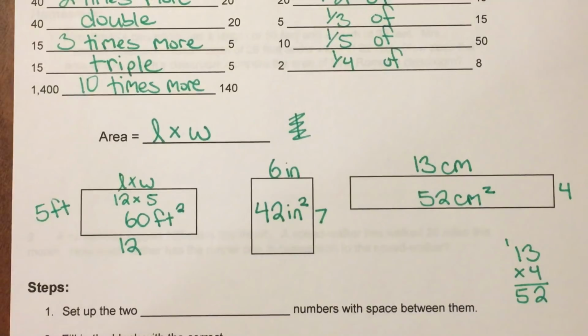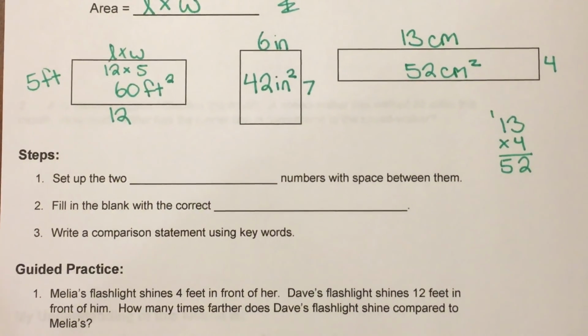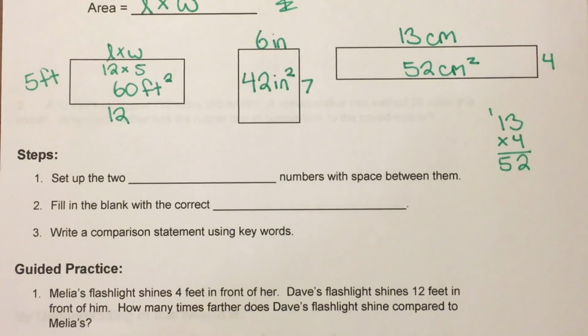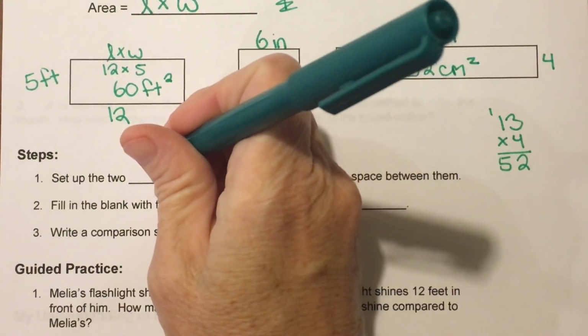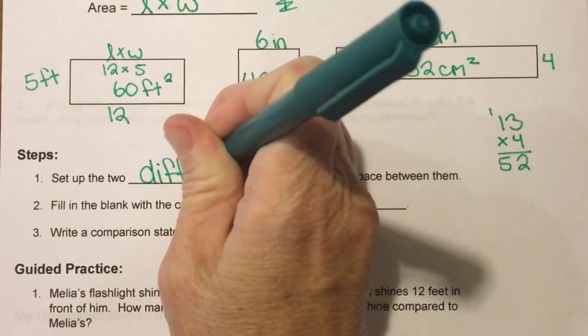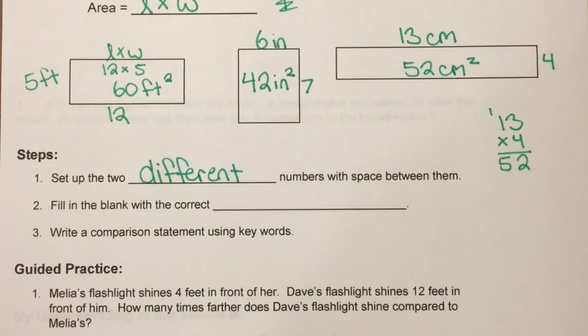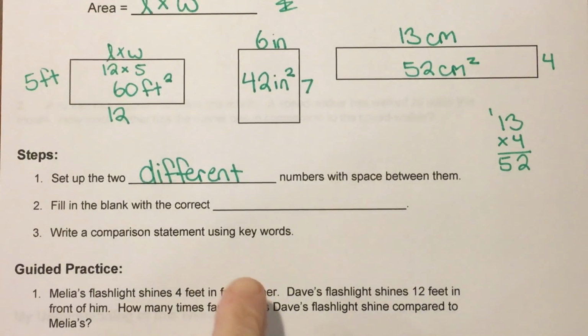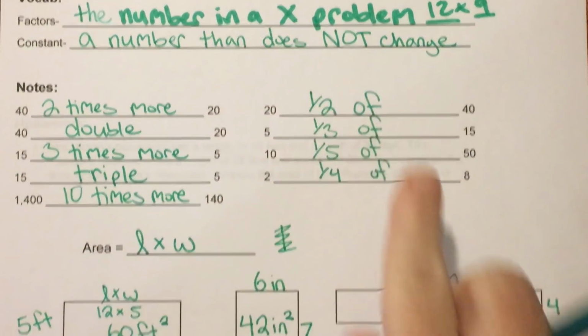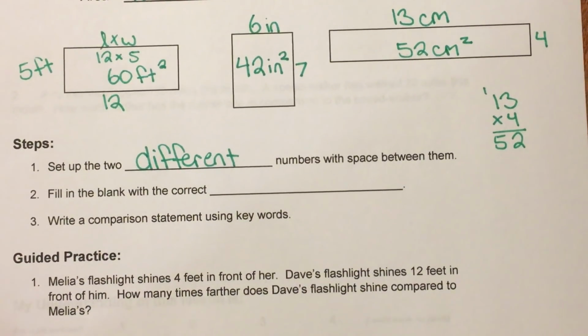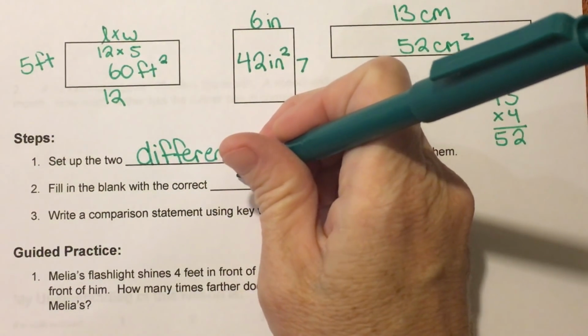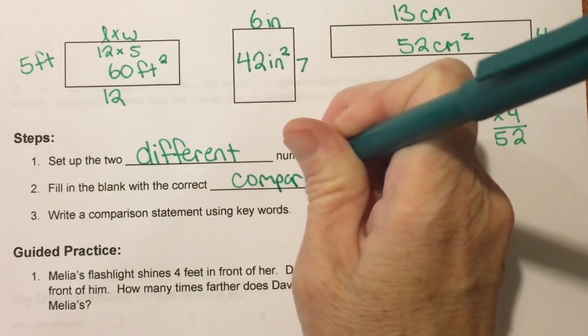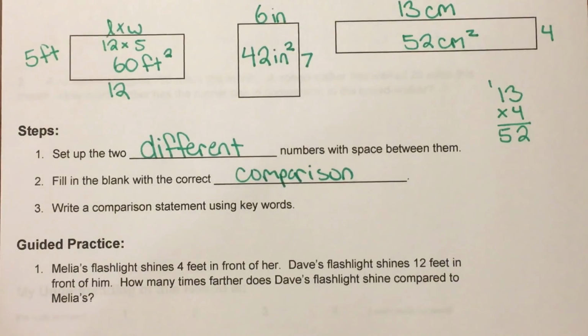Okay, now we're into the real stuff, our steps. There's only 3 of them. The first step says we're going to set up the 2 different numbers with space between them. You're going to want a pretty good space, and you'll see how I do it when I do mine. So I'm not setting up the constant numbers. I'm going to find the different numbers. And then I'm going to fill in the blank with the correct comparison. And then I'm going to write a comparison statement using keywords, using words from the question.